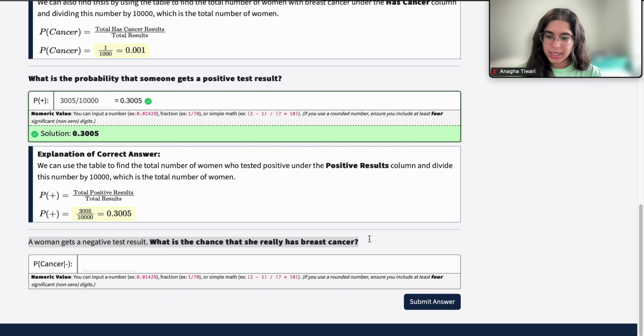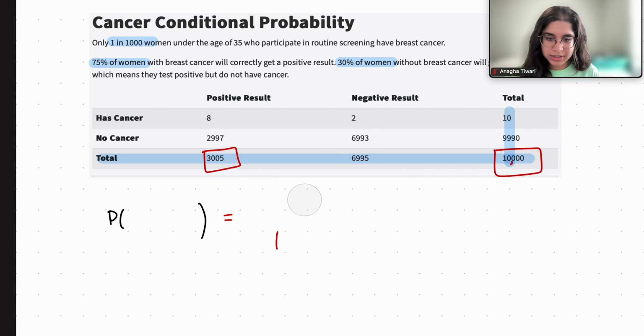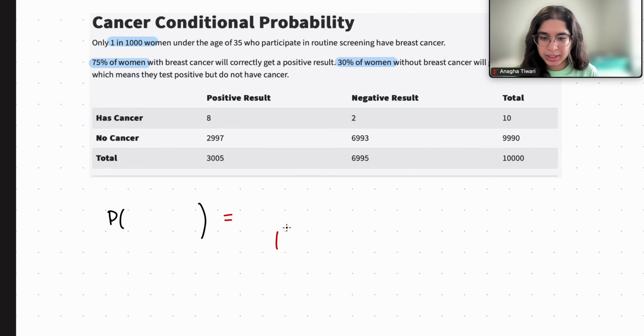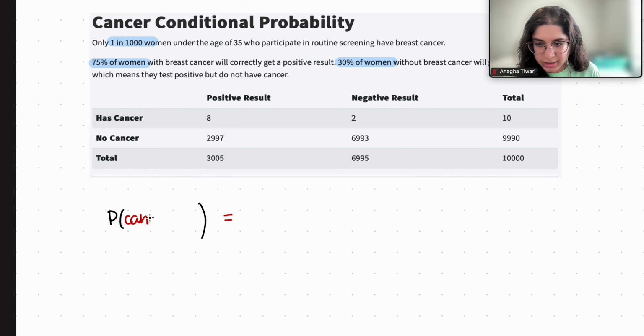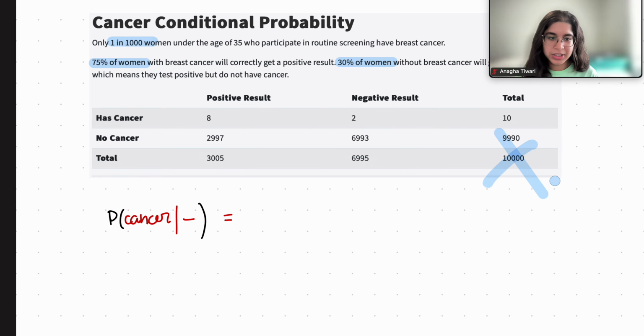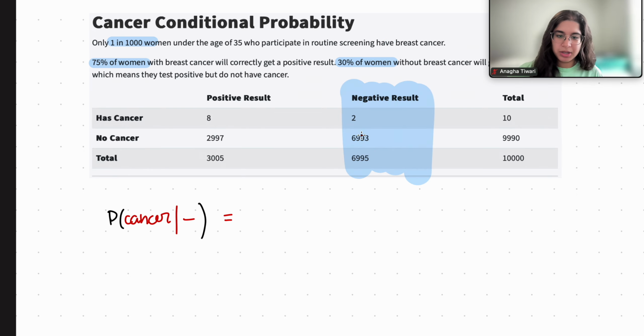Okay, so here a woman gets a negative test result. What is the chance that she really has breast cancer, right? So we're seeing what is the probability that a woman has cancer given that she got a negative result. Well, that's going to be the probability of, just looking at the statement, cancer given a negative result. Here again, this is an example of a conditional probability, right? So we're not going to be looking at this grand total. We're going to be looking at the part of the population that got a negative result, which is basically this column right here. So we want to look at this column.